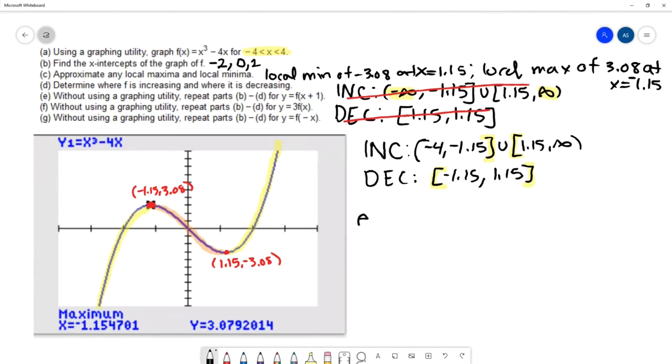So then let's look at part E. And in part E, it says we want to repeat this. We want to find the intercepts, the maximum, minimum, and the increasing and decreasing if we have a new function, which is y equals f of x plus 1. So this is where our knowledge of transformations comes into play. So we have on the inside a change to x plus 1. This represents a shift to the left 1 unit.